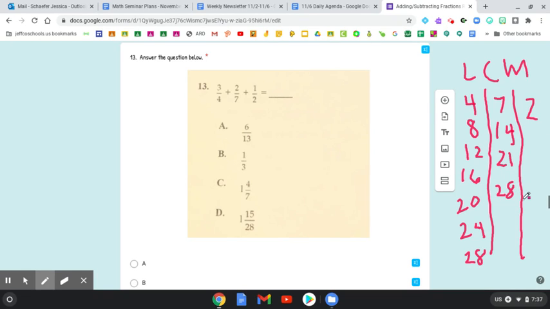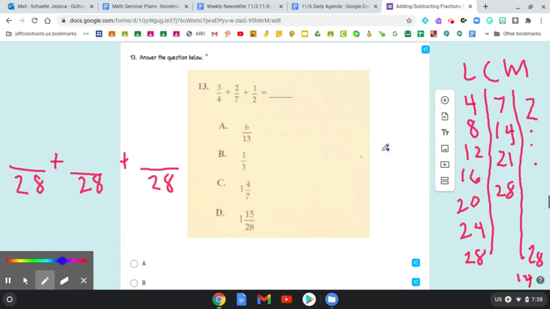2s will also go up to 28. It's going to be 14 times. So I'm not going to write them all because I'm going to run out of space. But I know eventually I'm going to hit 28, and I know it's the 14th one. So my denominators are going to be 28s. All of them are additions. So I'm going to make sure I get my right operation.